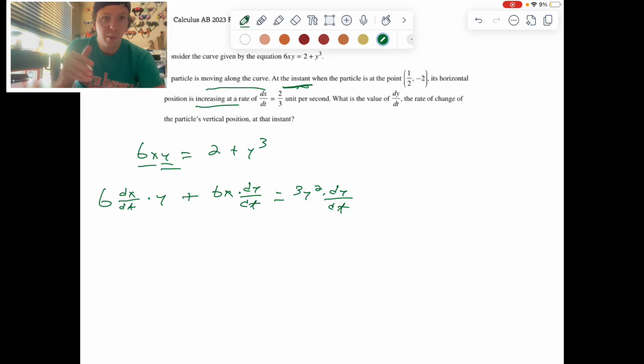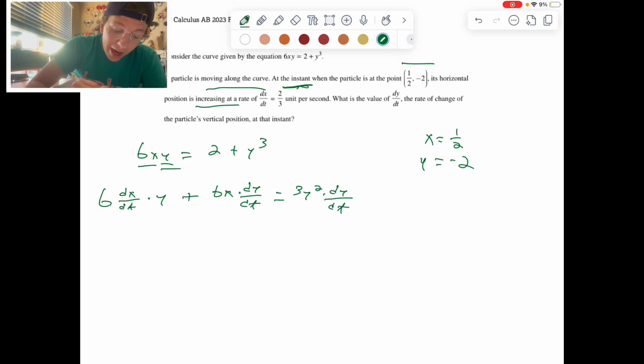All right, so let's figure out what everything that we have is. We are talking about the point specifically 1/2 comma -2. So I know right there that my x is going to be 1/2, and I know my y is -2. I have a dx over dt in this equation, and we know that is increasing at a rate of 2/3. So it's going to be positive 2/3, and I'm trying to find dy over dt. That is my question mark.